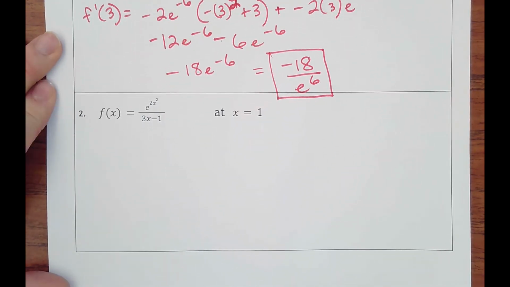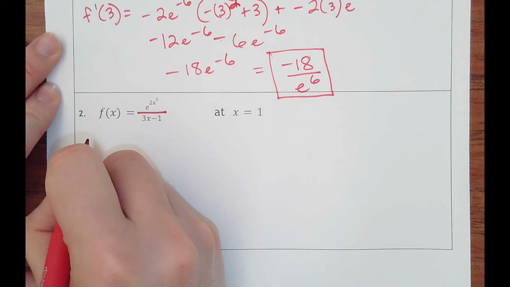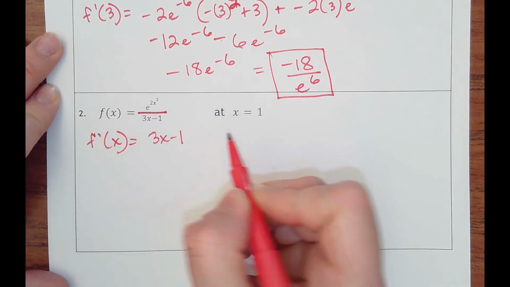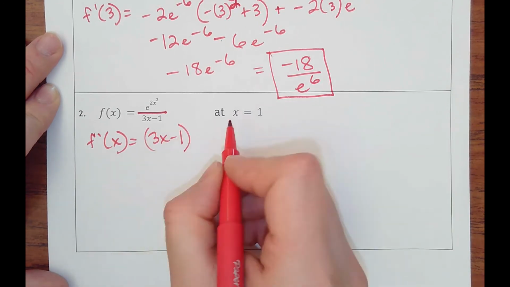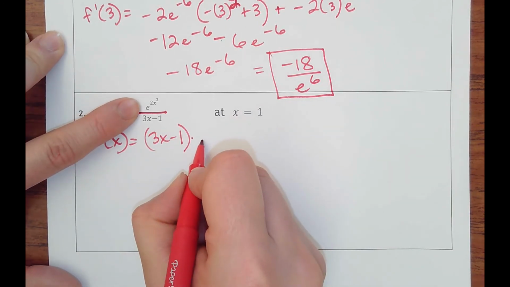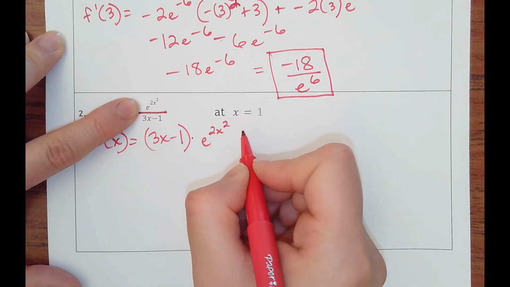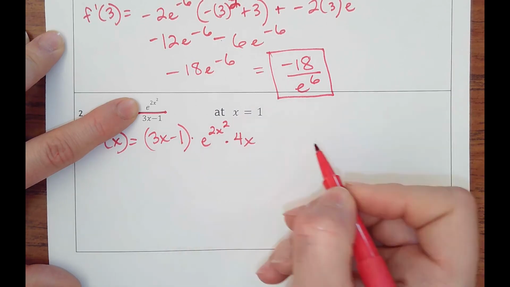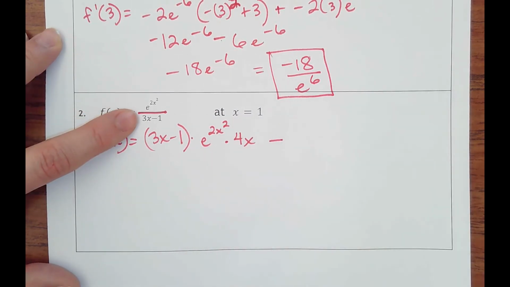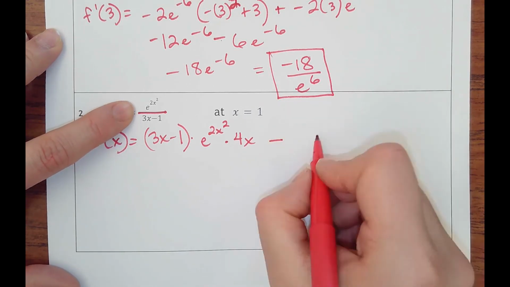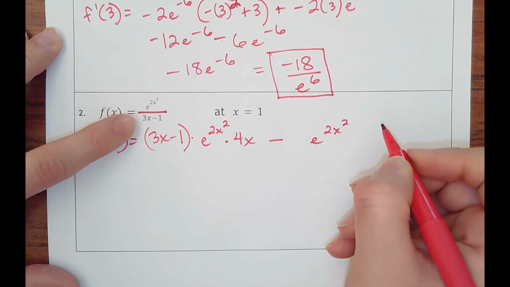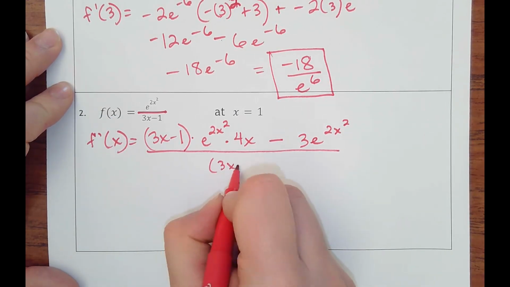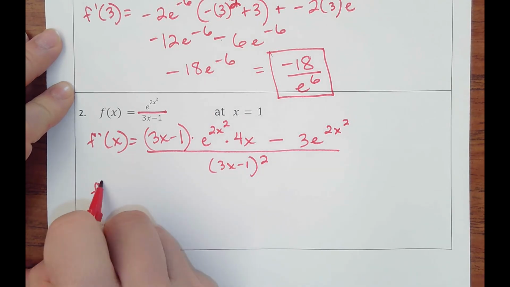All right, and then number 2 is doing it with quotient rule. So to take the derivative of this, it's going to be low times derivative of high, which is our e, keep it 2x squared times the derivative of the power is 4x, minus high times derivative of low is simply 3, all over low squared. And they want us to find that slope at 1.